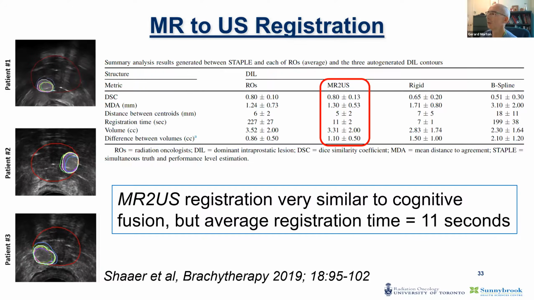The results of using the software solution seem to be very similar to those of cognitive co-registration. This is again a paper that you can look up, but there was great similarity between the deformed solution and that of the cognitive fusion of 5 experienced radiation oncologists. The big difference is the length of time it took. We were able to do a co-registration on average in 11 seconds. So a very fast process.